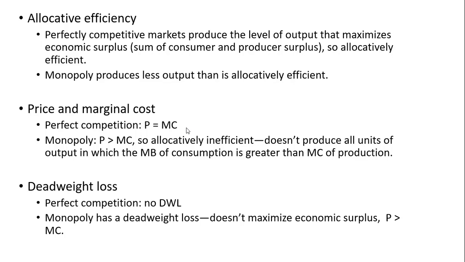Deadweight loss. In perfect competition, there is no deadweight loss. Under monopoly, there is a deadweight loss. A monopolist doesn't maximize economic surplus. Price exceeds marginal cost. There are units of output that provide more benefits to consumers than it costs to make, yet these units are not being produced in a monopoly market.